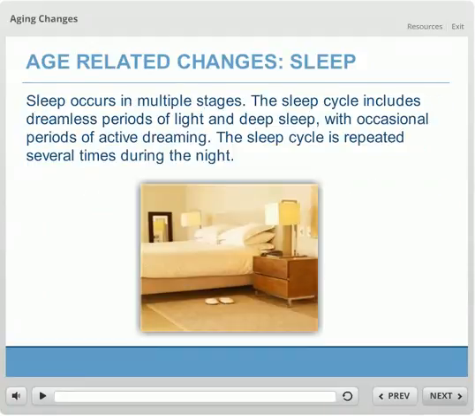Sleep occurs in multiple stages. The sleep cycle includes dreamless periods of light and deep sleep with occasional periods of active dreaming. The sleep cycle is repeated several times during the night.